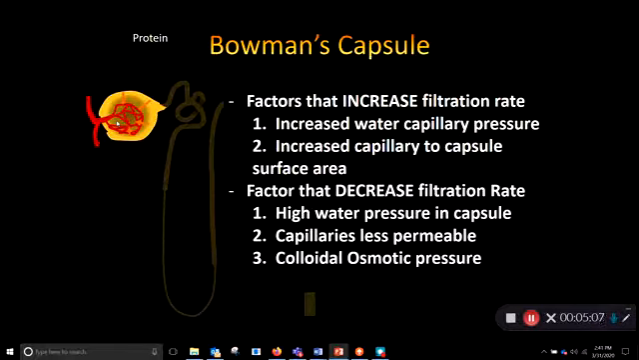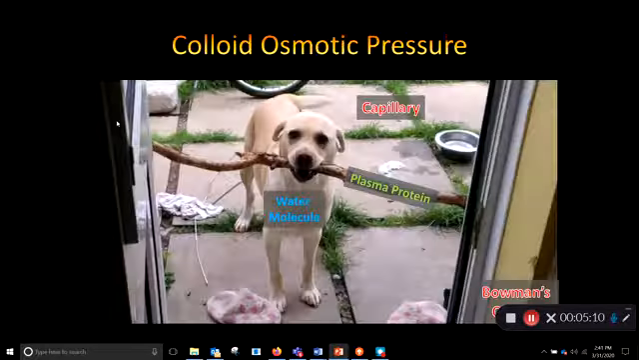To demonstrate a little bit better, I have a couple of examples. First off, a nice little photo of this poor little pupper trying to get his stick through the door. That stick's just too darn big. So if we were to relate it to our little nephron, the stick would be a plasma protein, the dog would be the water molecule, the outside's the capillary, and inside's the Bowman's capsule.